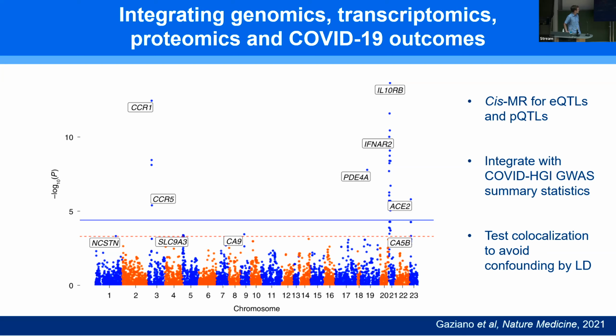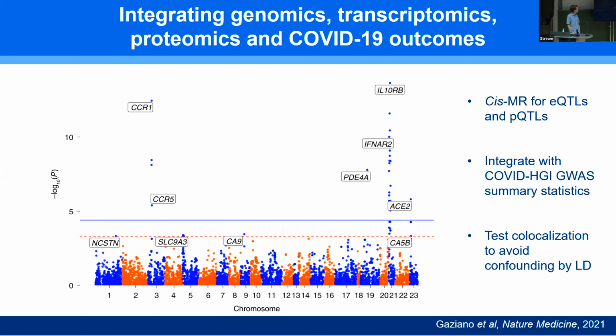But some of the other signals were potentially interesting, particularly where there were drugs that could potentially be trialed or repurposed. For example, IFNAR2, which is an interferon response related gene, there were drugs being considered for trials for that. So one can start to get relatively rapidly actionable insights by integrating the genomic data, the proteomic or transcriptomic data, and outcomes data.